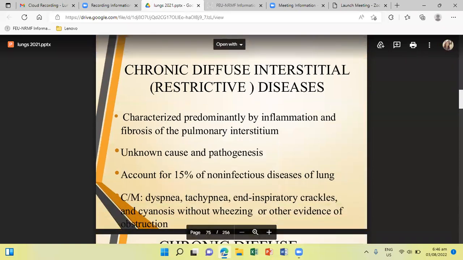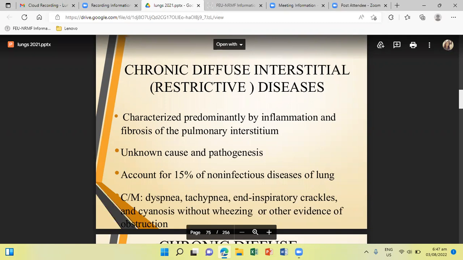When you say interstitial or restrictive lung disease, they occur in two general conditions. One is chronic interstitial and infiltrative diseases such as pneumoconiosis and interstitial fibrosis. And the second would be chest wall disorders. For example, you have neuromuscular diseases such as polio, obesity, pleural diseases, or kyphoscoliosis, for example.